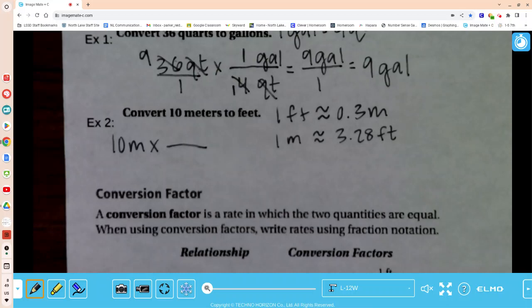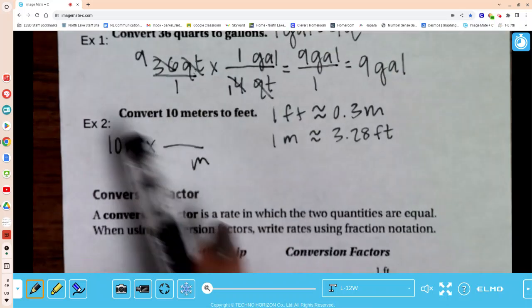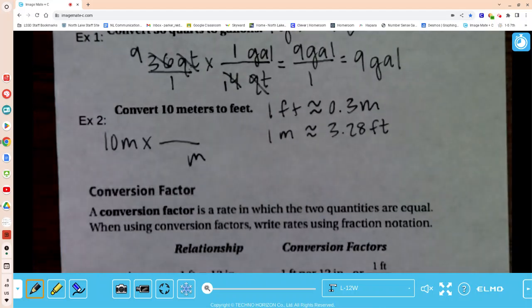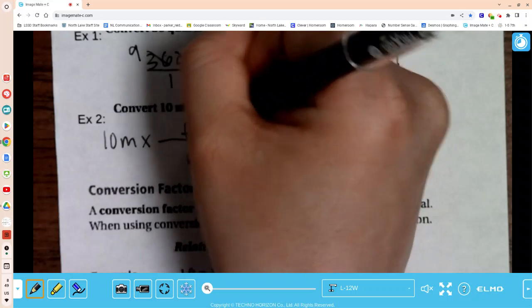Meters to the bottom. Because I want it to be diagonal from the other meters so that they can go away. Because I don't want my answer to be in meters. I want it to be in feet. So that's why feet's going to go on the top.